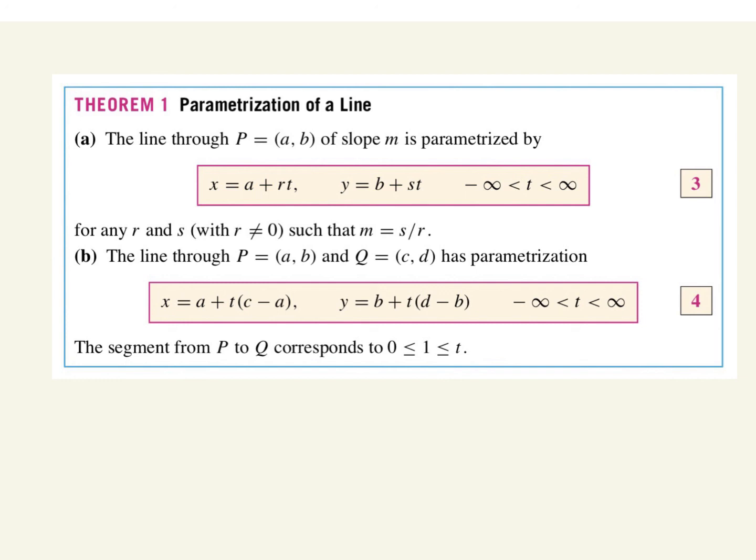For any R and S, with R not being 0, and the M is equal to the S divided by the R. So that's where that ratio comes in. So you could kind of tweak things as needed. I'll show you that in the next example.